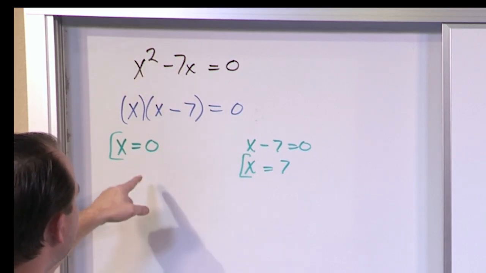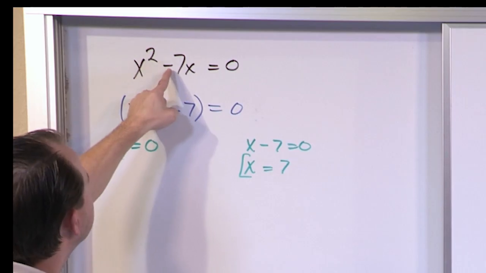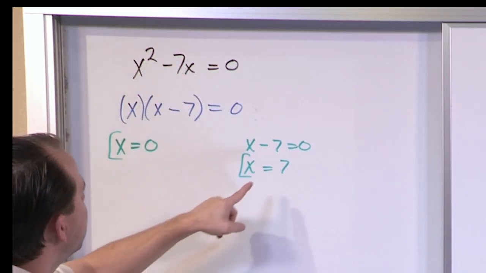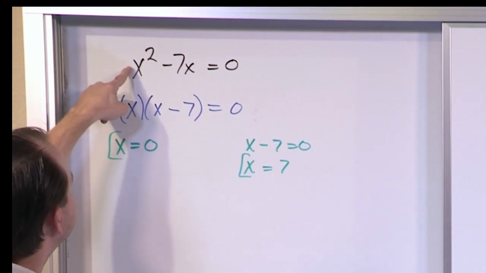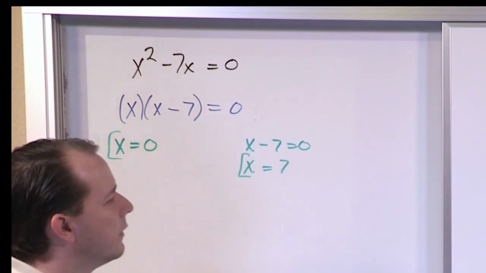And if you want to check your work, take the 0, stick it in here. 0 squared is 0, minus 7 times 0, which is 0. So you get 0, so it checks. Put 7 in here. 7 times 7 is 49, minus 7 times 7 is 49. So you get 0 for each case.